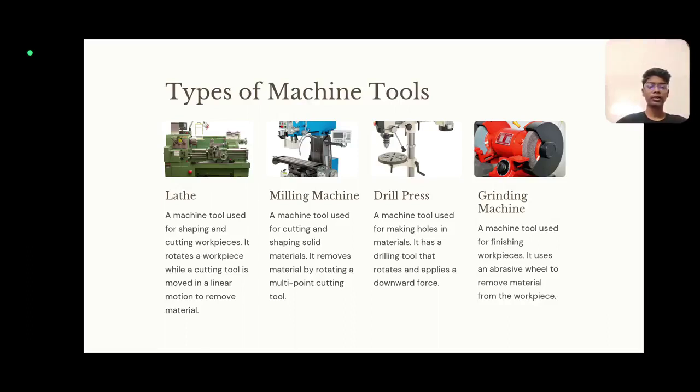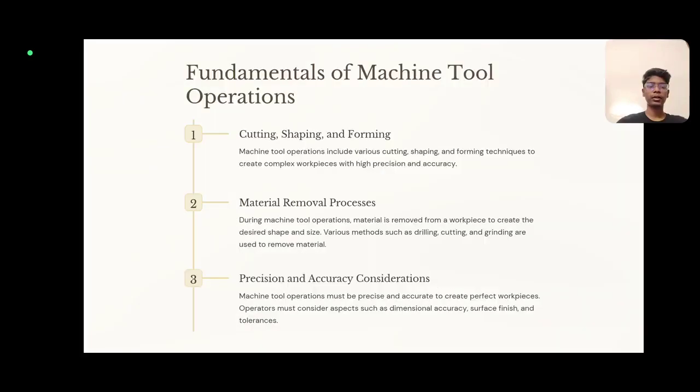Drill press: a machine tool used for making holes in materials. It has a drilling tool that rotates and applies a downward force. Grinding machine: a machine tool used for finishing workpieces. It uses an abrasive wheel to remove material from the workpiece.